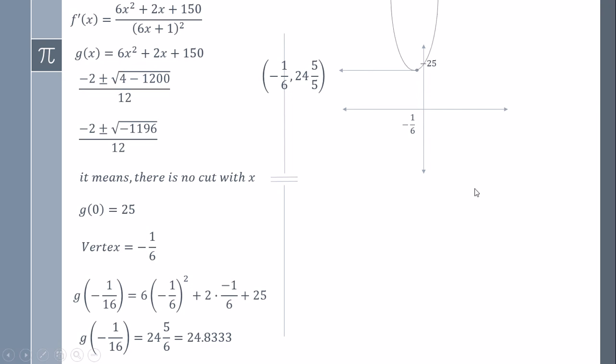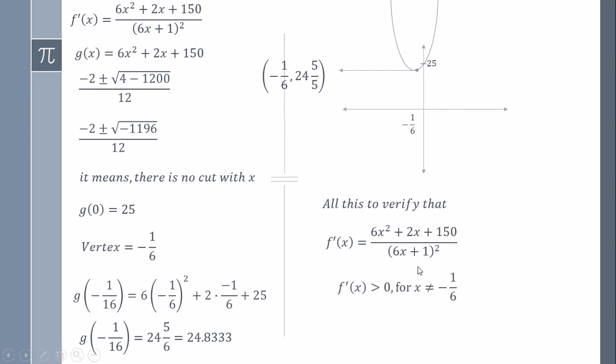So why did I do that? Because I realized that for all x this is positive. So what does it mean? It verifies that for all x this is going to be positive, and positive divided by positive is bigger than 0, except for minus 1 over 6, which is not defined. So this function is always an increasing function. So we already know the cut, and now we know that this is an increasing function.